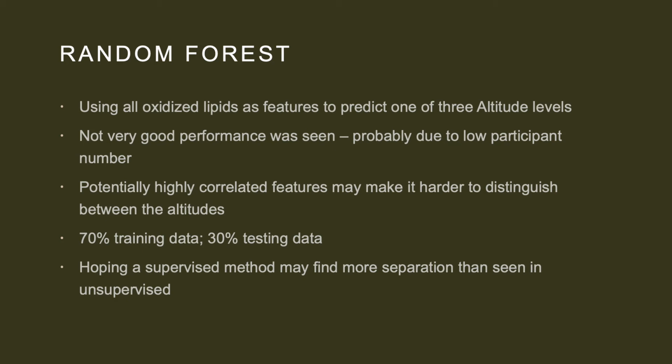So next, I decided to run a random forest on the data, and I did the random forest using the full lipid data set. So it had all 3 levels of altitude, even though we were starting to see a little bit better separation between just the extremes, the 0 and the 8K. I decided to look to see if the random forest could maybe tease out that 3rd group, maybe see things that the unsupervised methods just weren't picking up.